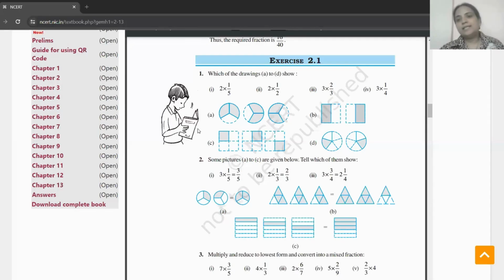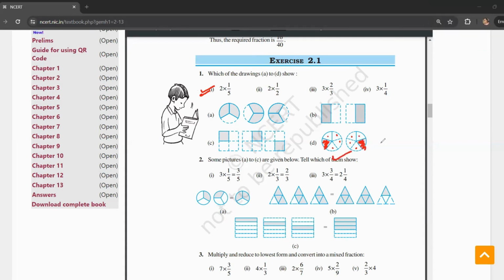Let's start with exercise 2.1. The try-Ds are over. How to do all this? See, they are showing you some questions, mathematical formats and then pictorial formats, and they are asking you to match those. So which of the drawings A to D show these ones? 2 into 1 by 5 means twice one of the 5 portions. So this is 5 portions each, one selected out of that. Again, the same model repeating a second time. 1 out of 5. So this is the first part, one part.